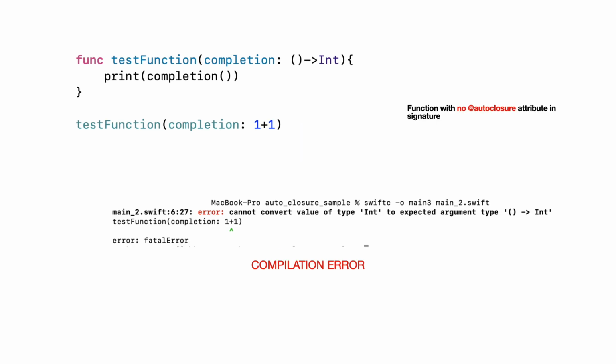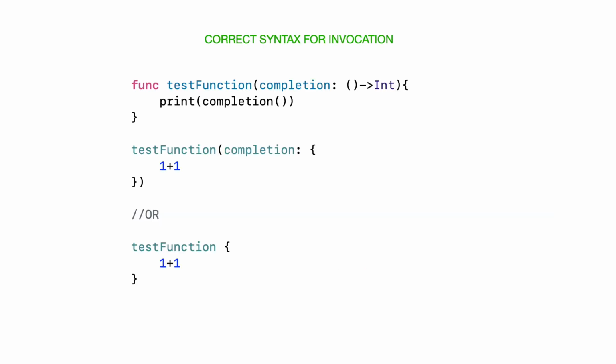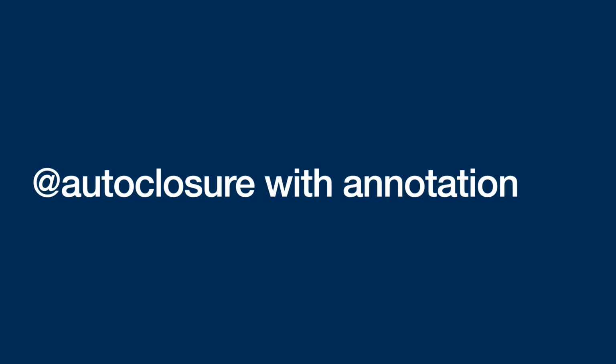If we try to compile the function without the @autoclosure attribute and pass in a one-liner expression, it will cause a compilation error. The output of the compilation error is depicted in the above slide. In order to fix the compilation error, we may have to use a valid closure syntax as depicted in the above slide. @autoclosure works hand in hand with @escaping and @nonescaping annotations.